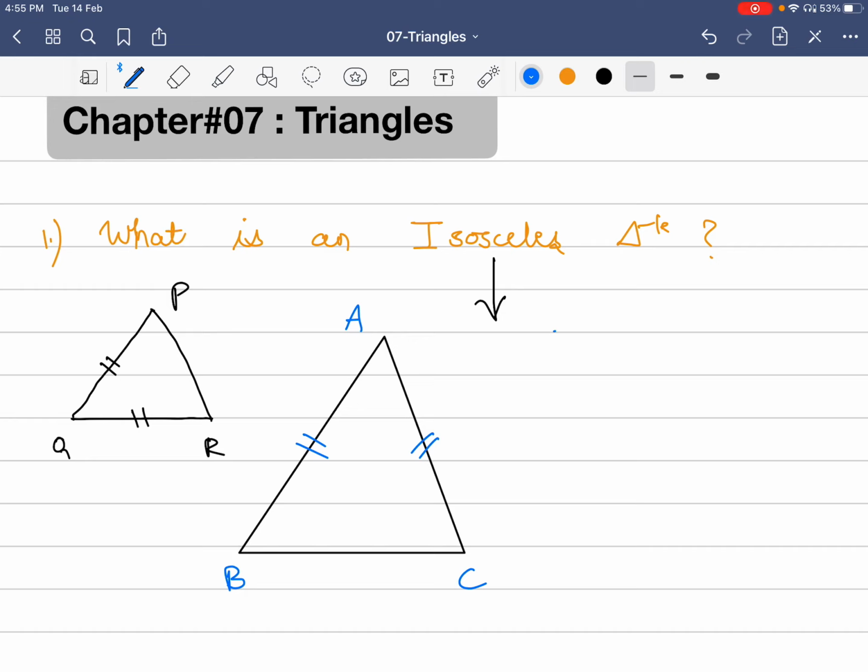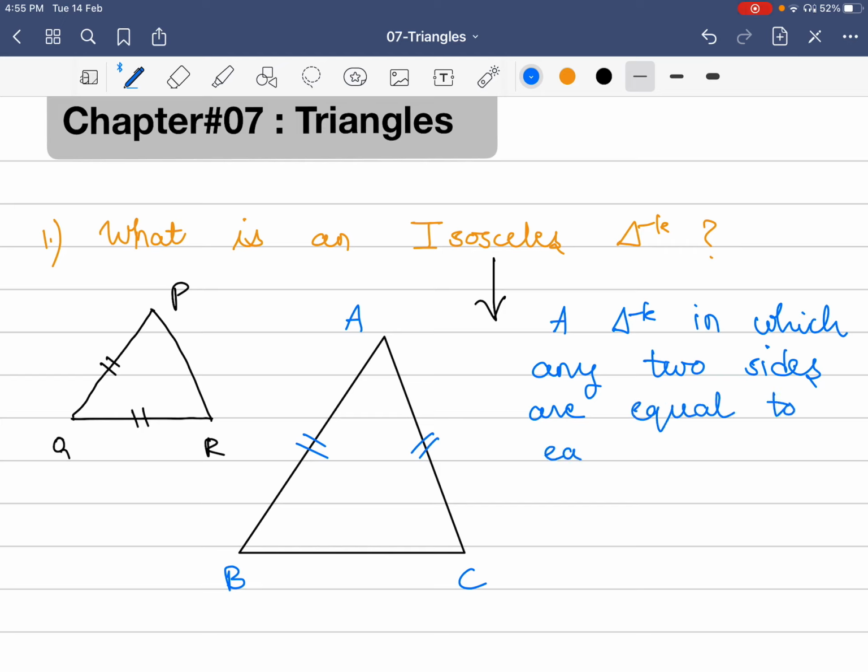So I'm just going to write it here: a triangle in which any two sides are equal to each other. That triangle is called an isosceles triangle.